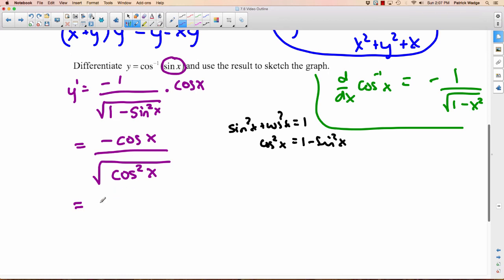Good. On the top, we have negative cosine x. On the bottom, the square root of cosine squared x. What's the square root of a squared thing? It's just cosine x. But hey, wait a minute, we went from an exponent of 2 to an exponent of 1, which means absolute values on this. So this is a good answer.